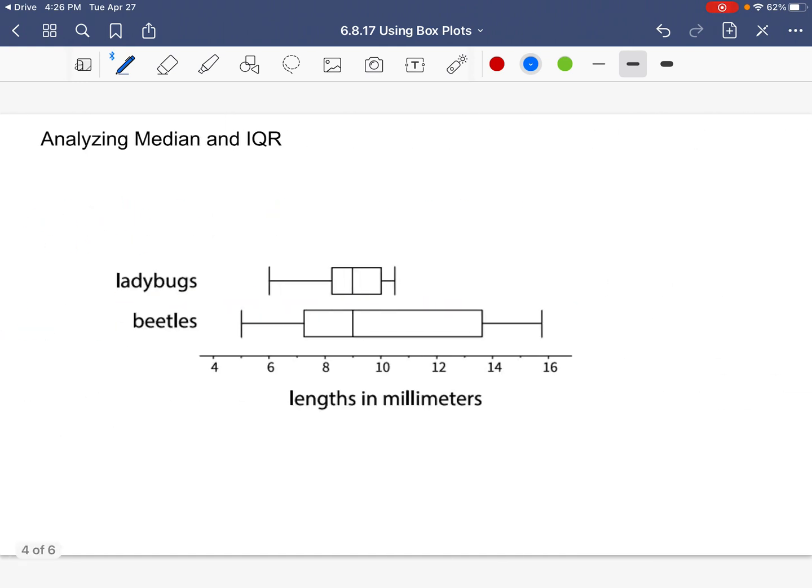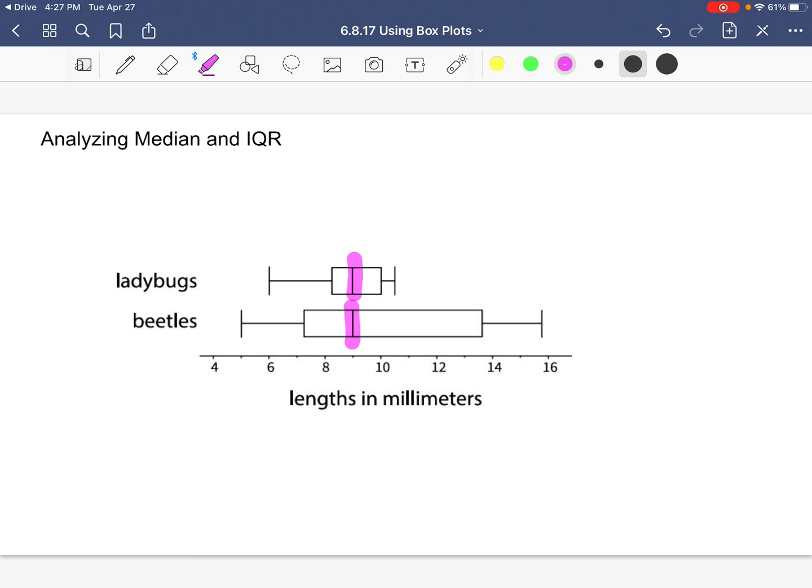Let's look at another example looking at the weights of different bugs, looking at ladybugs and beetles. And in this situation, they have the same median. Let me highlight that there. Here's your median. It's at 9 millimeters, but there's a much smaller interquartile range of ladybug lengths compared with beetle lengths. And this means that the typical ladybug length is similar to a typical beetle length, but the ladybugs are all much more alike in their length than the beetles are in their length.